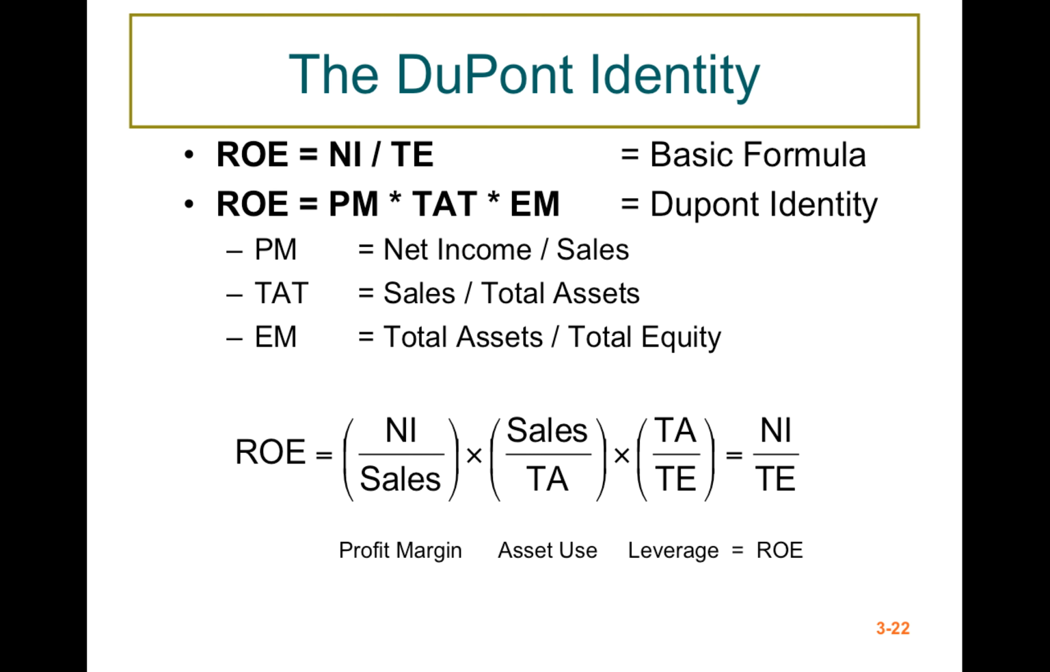But an alternative is to look at your profit margin, total asset turnover, and your equity multiplier. And you can see how to calculate each of those variables here in this equation. Your profit margin is your net income over sales. Your total asset turnover is your sales over total assets. And then your total assets over total equity is going to give you your equity multiplier. And it should equal your net income over total equity.